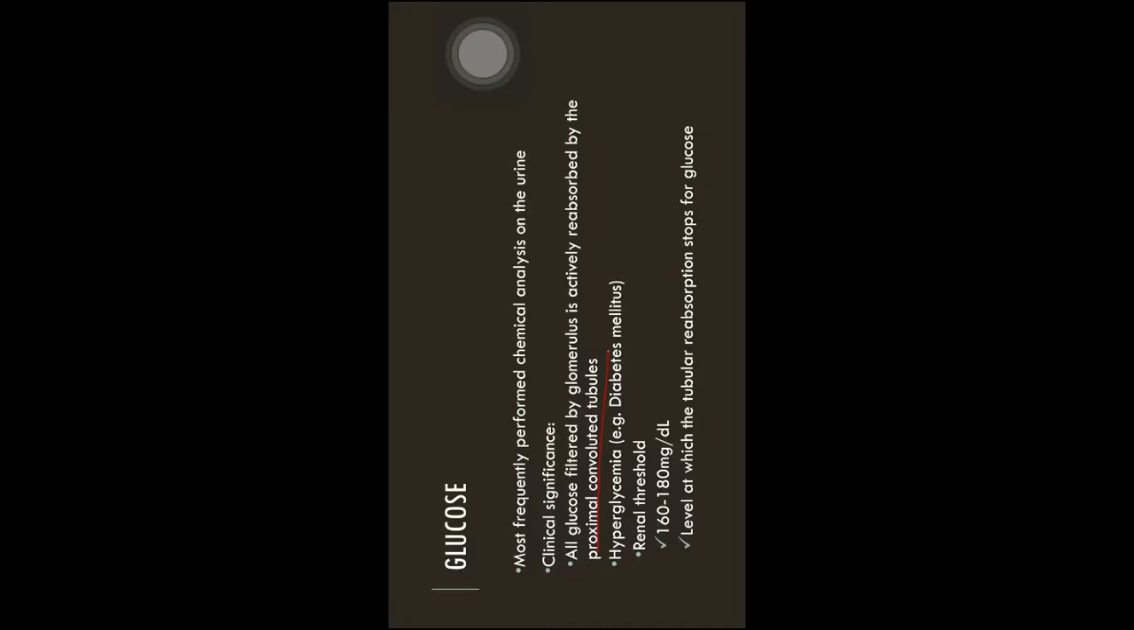Aside from that, in what conditions can glucose manifest in the urine? In cases of hyperglycemia, when the glucose in your circulation is too high, such as in diabetes mellitus. Because your glucose is so high, the convoluted tubules can no longer keep up, so the tendency is that they excrete it. At what level can the tubules no longer keep up? At plasma glucose levels of 160 to 180 or greater. It has a range. It is the level at which tubular reabsorption stops for glucose, and eventually it is excreted in the urine. Glucose excretion in the urine is termed glycosuria.